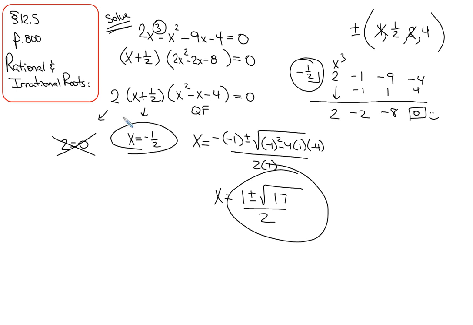Now, here's the thing, guys. What do the instructions say? Solve. Did we solve? Which of these 3 answers do we write? Yeah, all 3 of them. But what if it didn't say solve? What if it said find all rational roots? Now would I have written all 3?